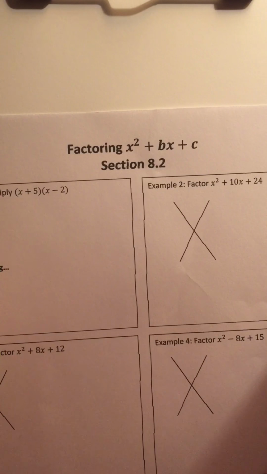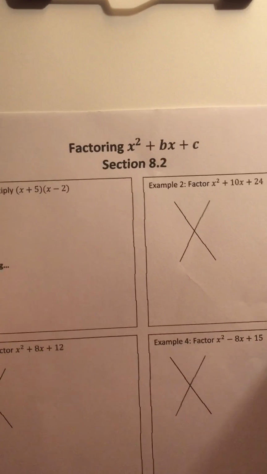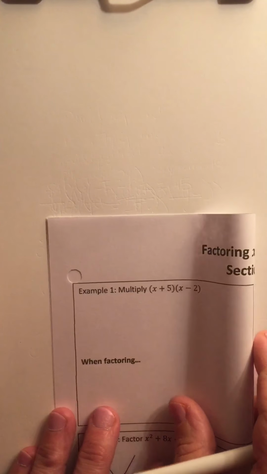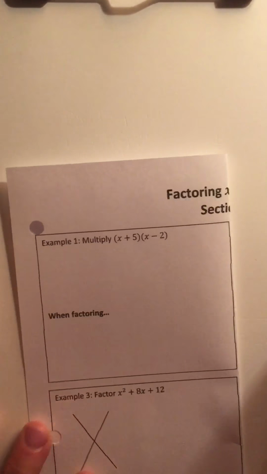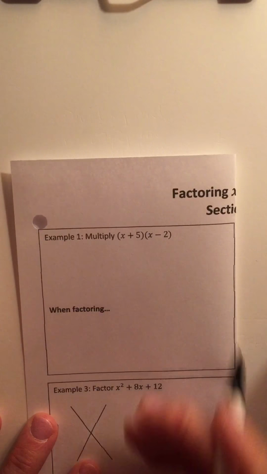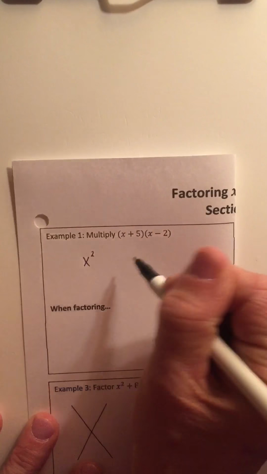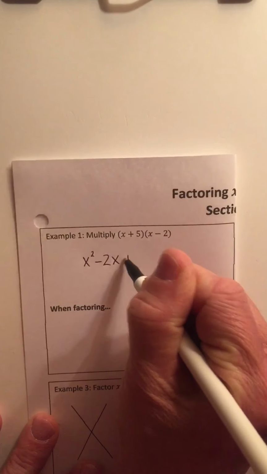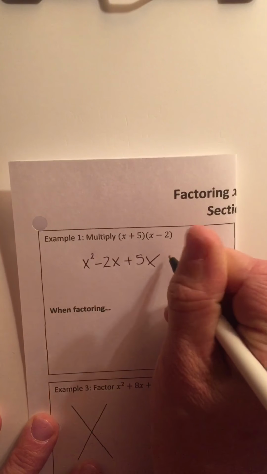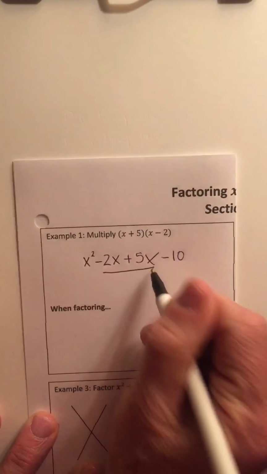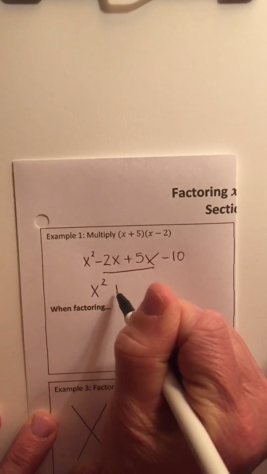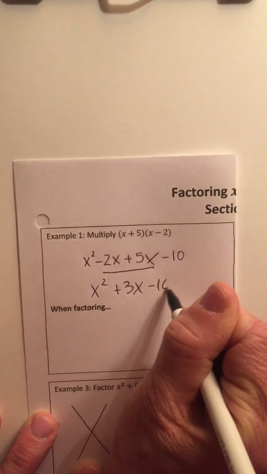Section 8.2, factoring x squared plus bx plus c. Example 1 says to multiply those binomials. Okay. x plus 5 times x minus 2. It's going to be x squared minus 2x plus 5x minus 10. Combine the like terms there in the middle, and it's x squared plus 3x minus 10.